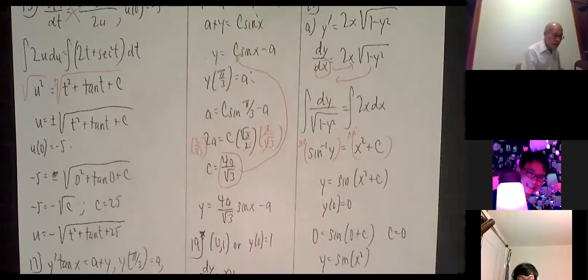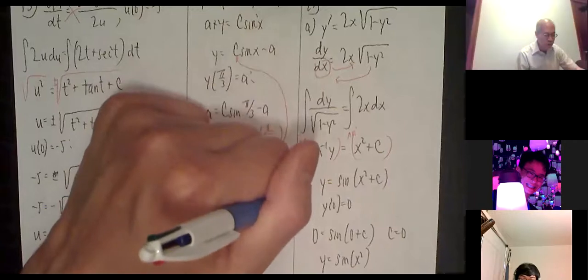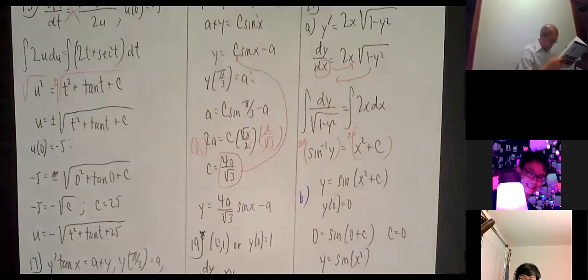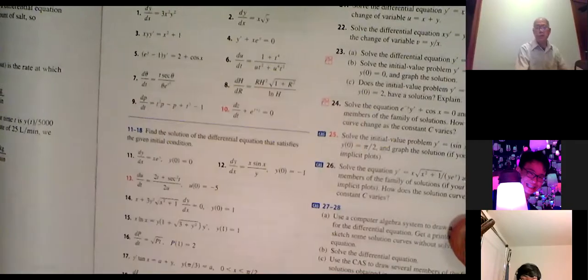All right, that's that. And then part B, I guess I should have put part B here. It said y of 0 equals 0. So the initial value is y of 0 is 0, and then they want you to do y of 0 equals 2.